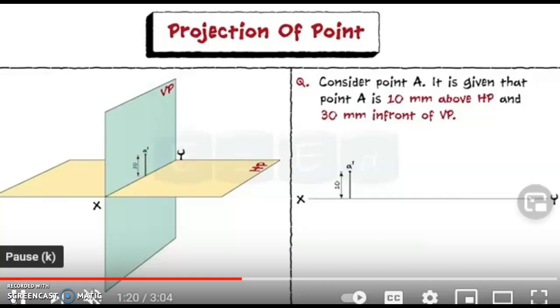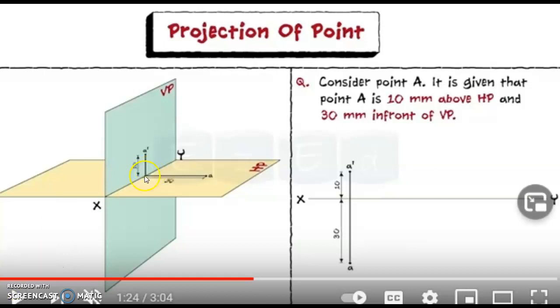And next the point is 30 mm in front of VP. Where will we get that point? This point is 30 mm in front of VP. How do we draw this figure? Because this horizontal plane is rotated by 90 degrees, that point A will come on the bottom of the XY line. Thus that point will come.